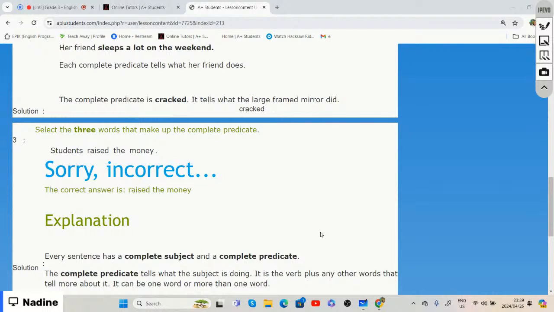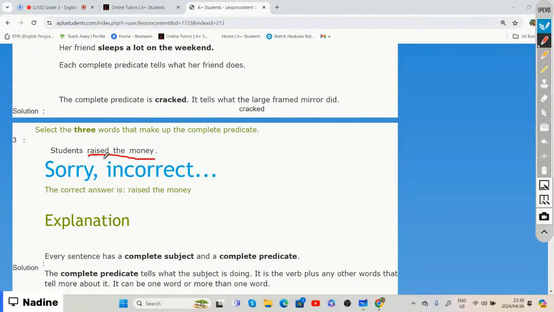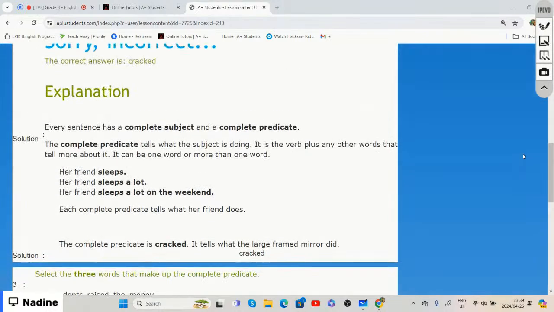All right. So if we were to select the predicate in that sentence, we need to ask ourselves, what is the subject doing? The subject is students. So what are the students doing? We can say the students raised the money. So raised the money is our predicate. So let's go to our test. So well done.